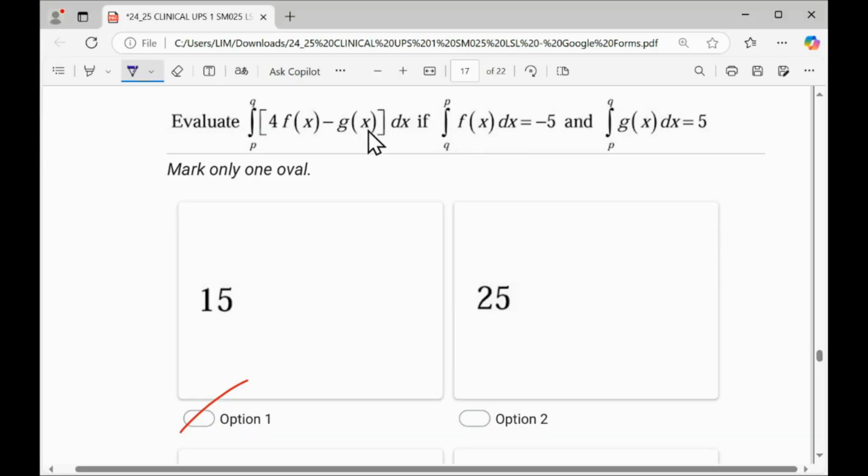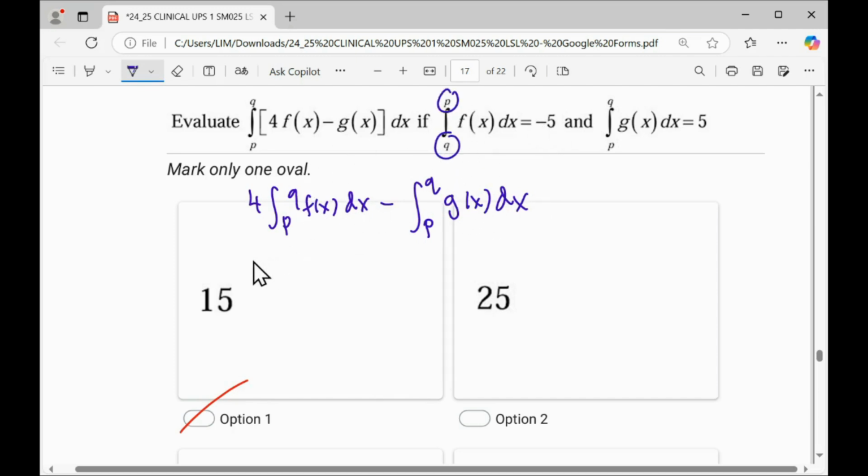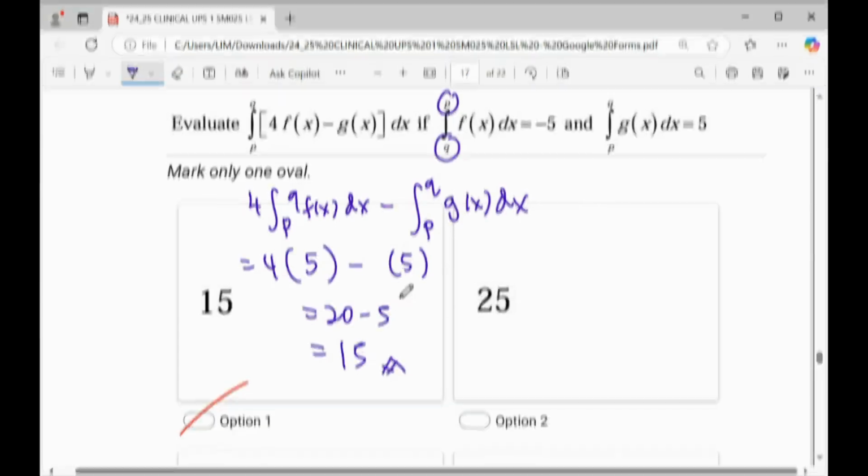Right, continue. When you want to integrate this, we will integrate 4 p to q for f(x) dx minus integrate p to q for g(x) dx. For f(x), integrating p to q, p and q are inverse, which means the limit is opposite. It will go into negative of our function, so it becomes positive. This one, integrate p to q for g(x), is 5. So 20 minus 5 gives us 15.